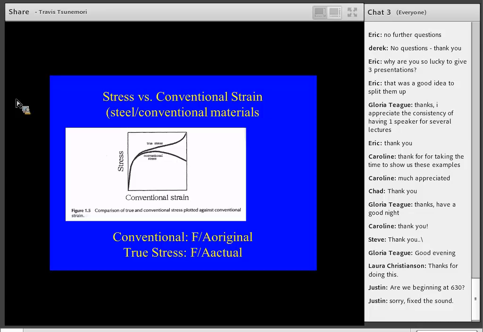So these will change, and so you want to be very careful if there are questions of this sort. What is the definition? Force per area, and is it force divided by the original area, or is it force divided by the actual area? And if you're looking for true stress, it's force divided by actual area. If you're looking for simply conventional stress, force divided by the original area.